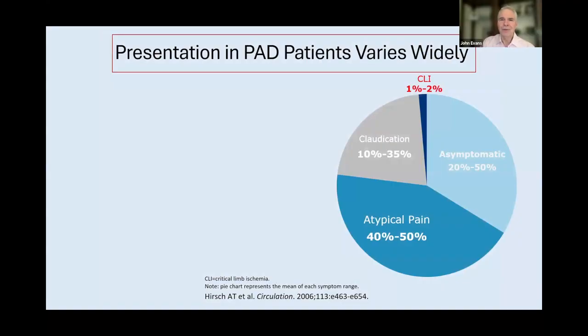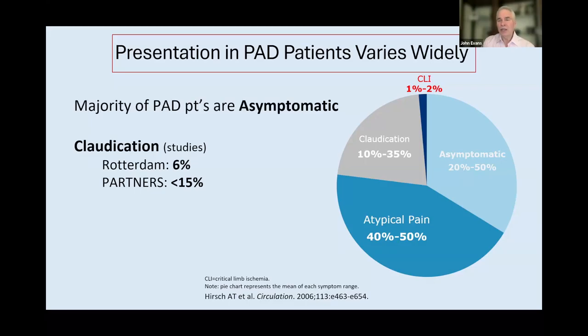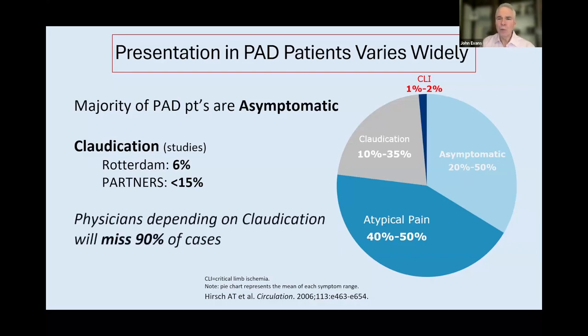Problem is, the presentation of PAD is often missed. 2/3 of the patients are either asymptomatic or have atypical pain symptoms. And most of the time, we don't diagnose PAD until there is some degree of ischemia that we notice. Either there's claudication, or we have wounds that won't heal, or we see gangrenous changes, or a cold foot, something like this. But when you look at claudication alone, less than 15% of those patients present with a typical change. Meaning, if you wait for these signs of ischemia to develop, you're going to miss 90% of the cases.